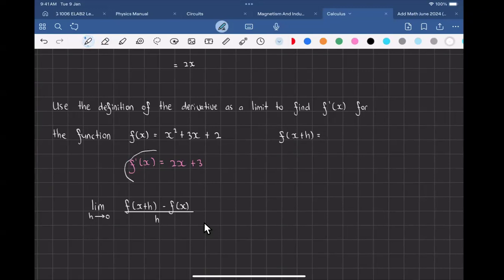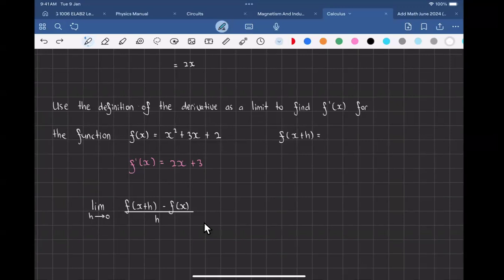Oh wait, this over here is not f of x. This is the answer you're supposed to get. You're supposed to get 2x plus 3 when you differentiate. So when you find limits, remember, this formula is the same thing as the first derivative. It's another way to differentiate. But the normal way to differentiate, you get 2x plus 3, and you're supposed to get that over here. This is the function here.